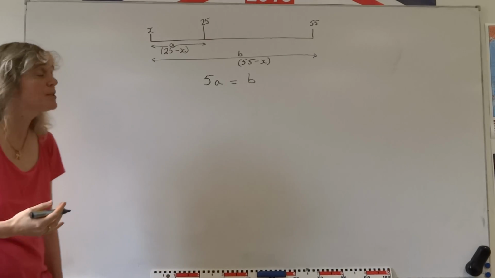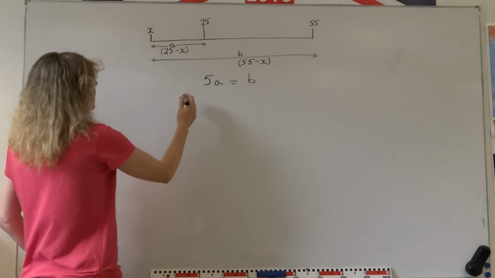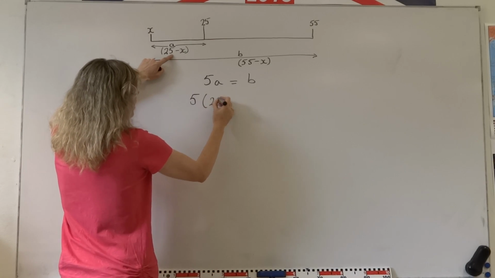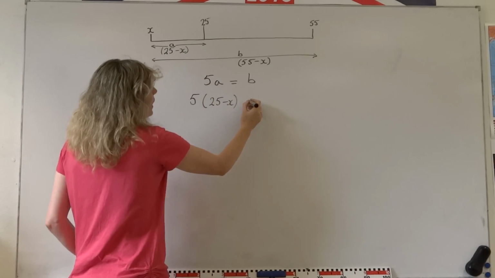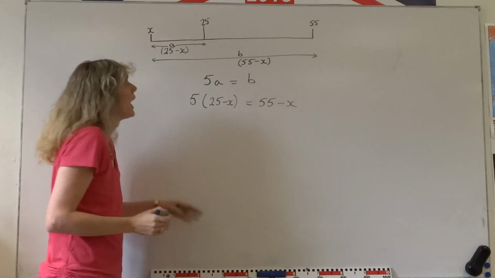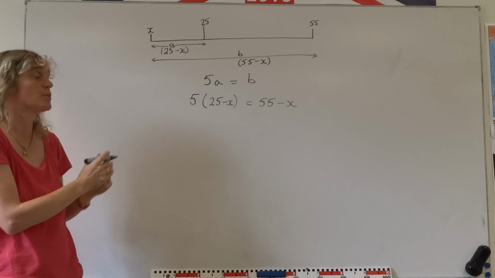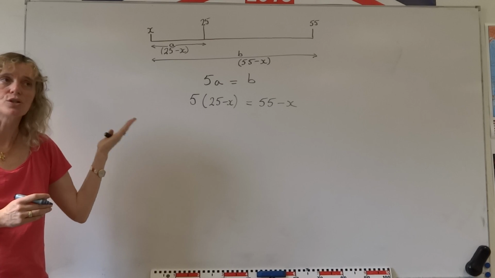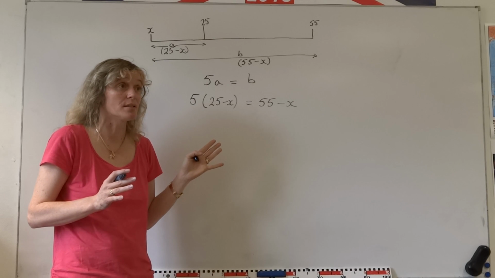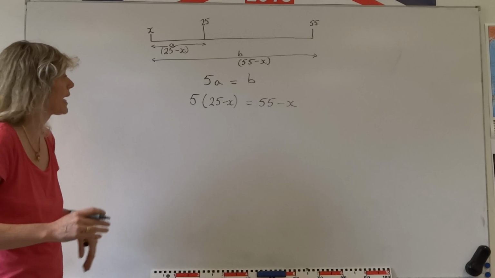Exactly the same as before, we plug the values of A and B into our equation. So we get 5 lots of A, but I know that A is 25 minus x, equals what B is, 55 minus x. And the reason it's 5 here is because we need 5 lots of A to get the same distance as we get for B. This equation looks almost identical to the other one, but it isn't, and it gives us totally different answers. We got 30 on the last one, we're going to get a very different answer on this one. Same principle, exactly the same way.